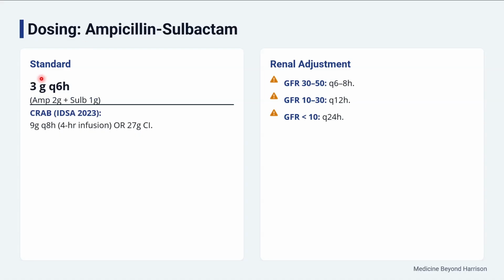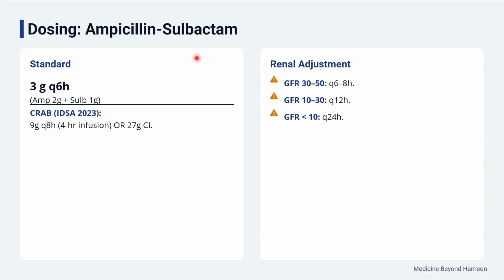Ampicillin sulbactam comes as a combination of 3 gram dose, given Q6 hourly. Ampicillin is 2 grams and sulbactam is 1 gram. According to IDSA 2023 for carbapenem-resistant Acinetobacter, 9 grams Q12 hourly of sulbactam, as ampicillin sulbactam, is the standard of choice, and it is given as a 4-hour infusion.